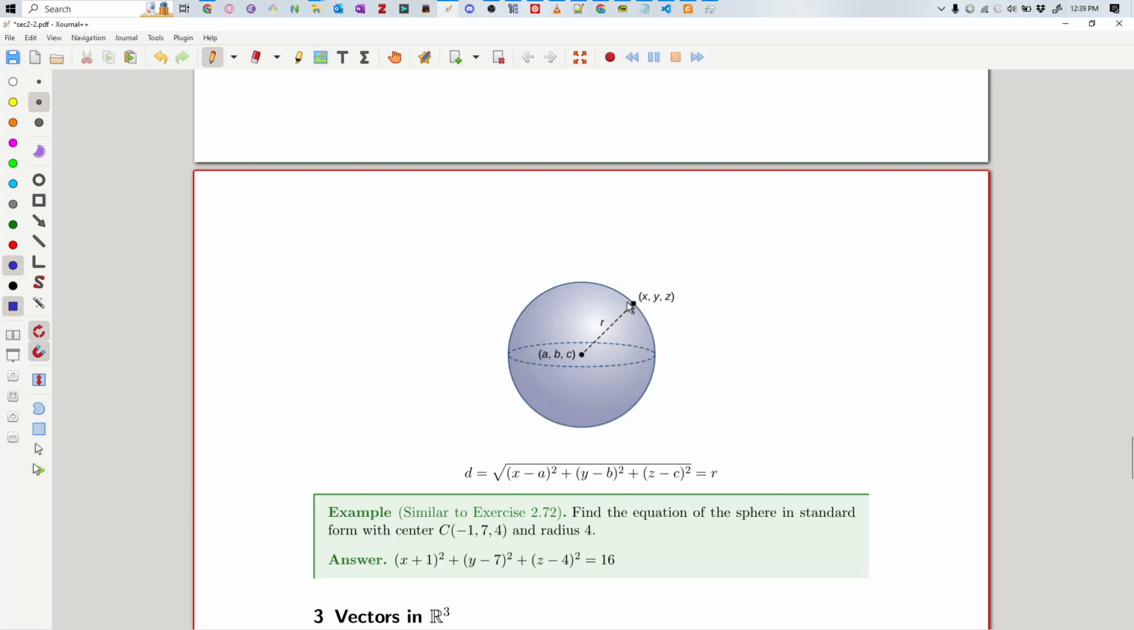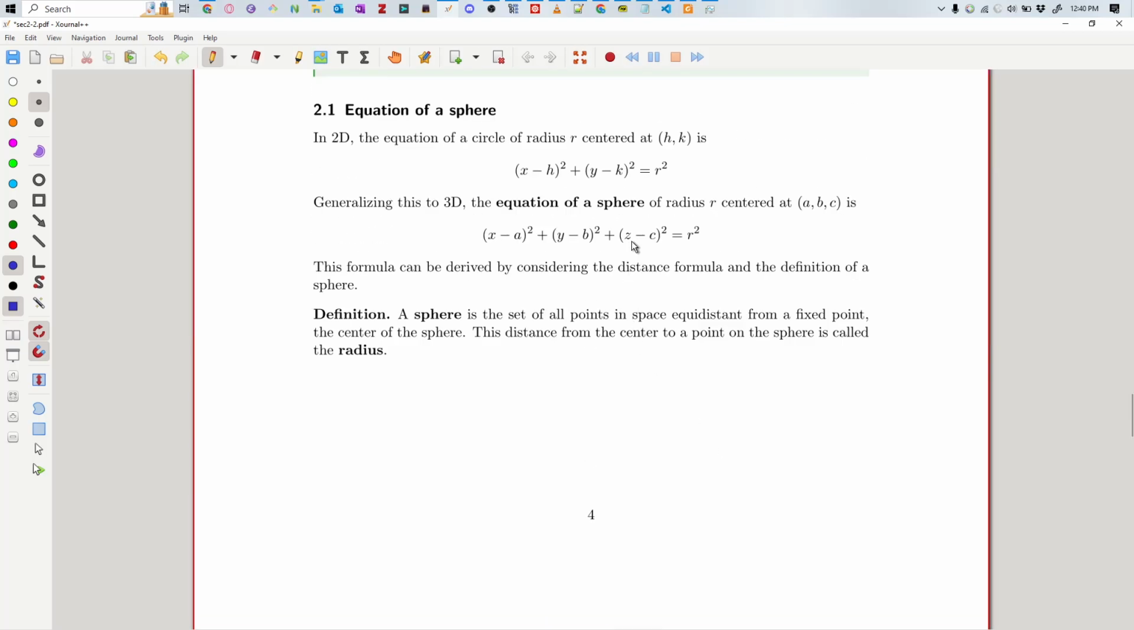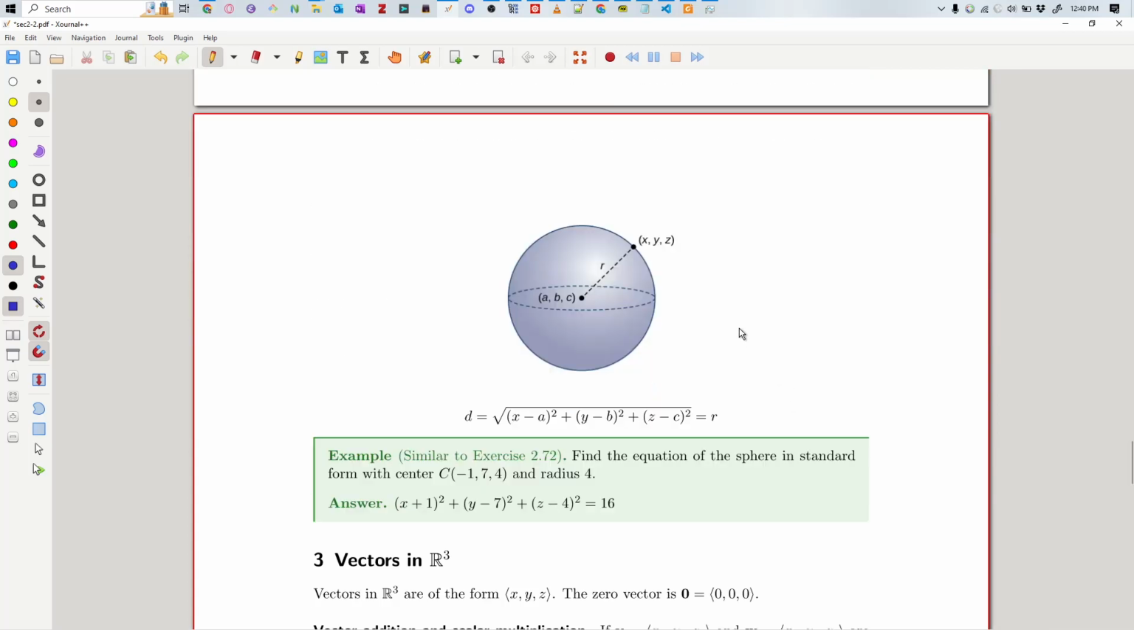Because the points on the sphere must be this fixed distance, which we call r for radius, we can use the distance formula. So the distance between XYZ and ABC needs to be r. That gives you this. And then by squaring both sides, you wind up with this. That's how we know the equation of a sphere. And you could bring that down a dimension and talk about the equation of a circle. That's how we get the equation of a circle as well.